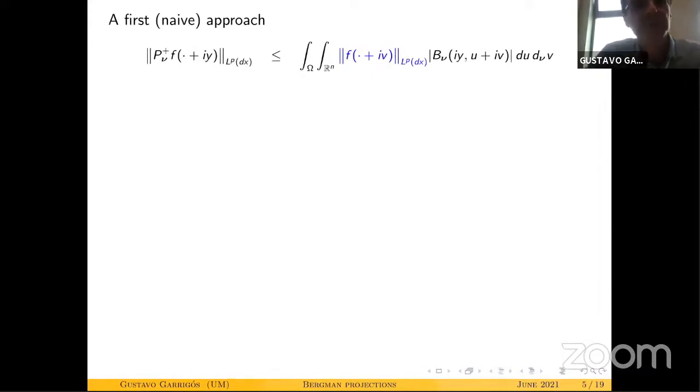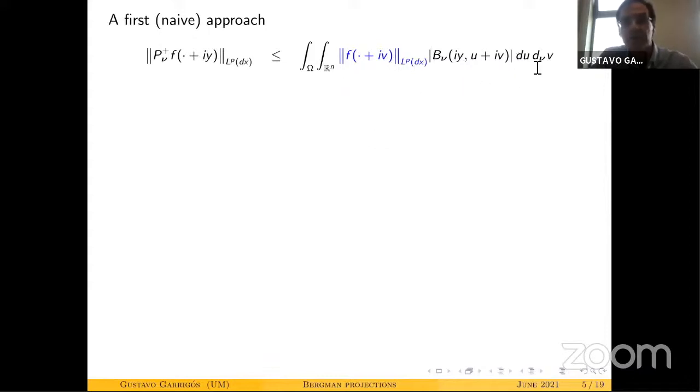Okay, so what is the first approach one would try to use to prove boundedness of the Bergman projection? You would use the approach that works in one dimension, which is to forget about the possible oscillation of the kernels, put the absolute value inside, and call it the operator P plus. Then you want to compute the LP norm in the X variable of the Bergman projection, use the Minkowski integral inequality and pass the norms inside. And here you pay with this absolute value, okay?